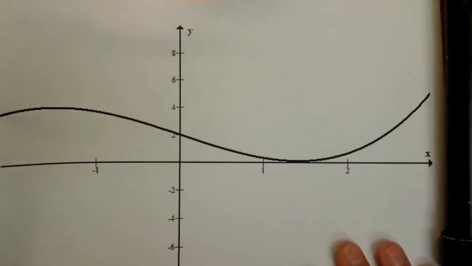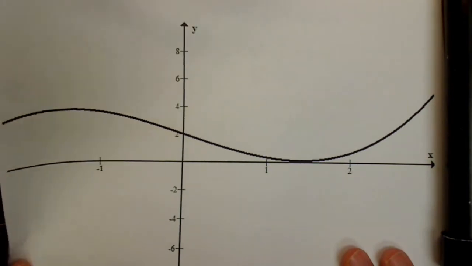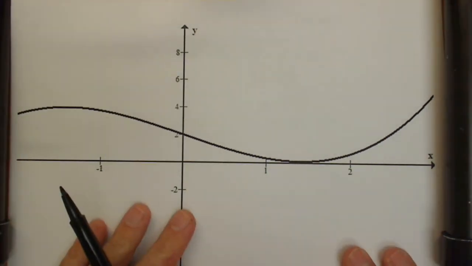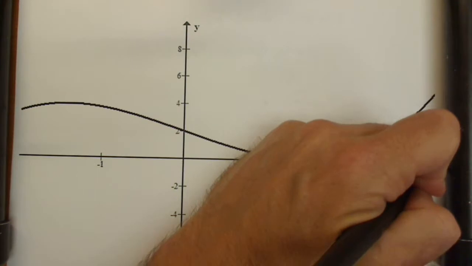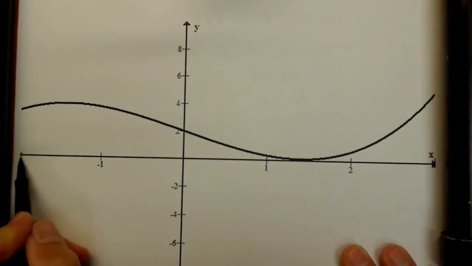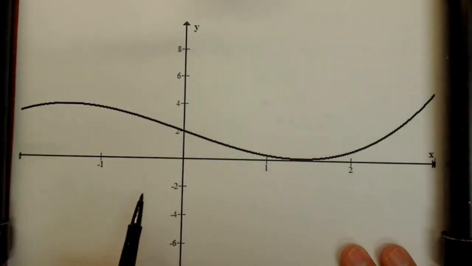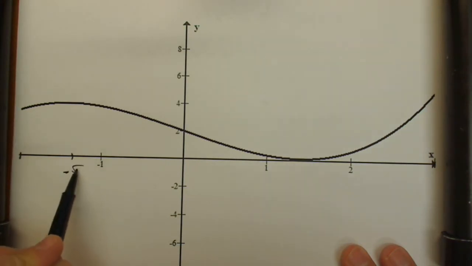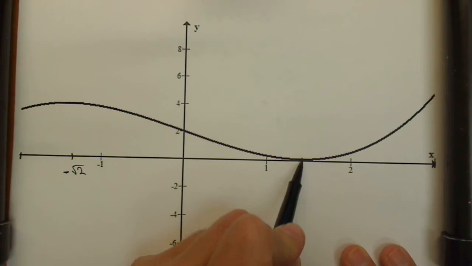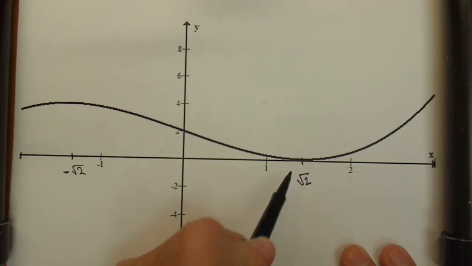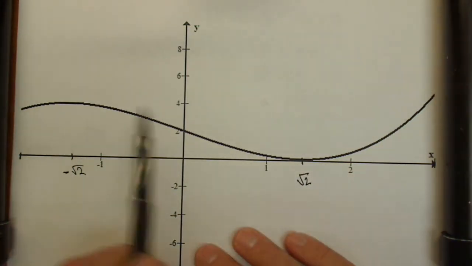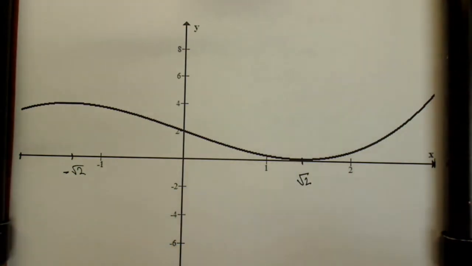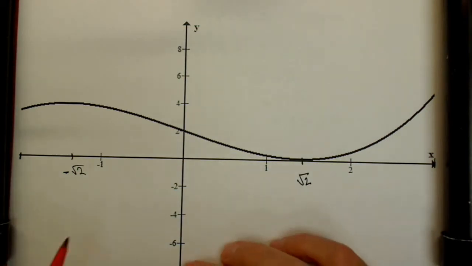So here's a graph, and we're going to do from -2 to 3. So 3 is cut off right here. -2 is cut off right here. If we notice, here's our negative square root of 2. Here is square root of 2. And we see we have a relative max and a relative min at those points. But we're asked specifically to identify the absolute max and the absolute min, or the global max and global min.